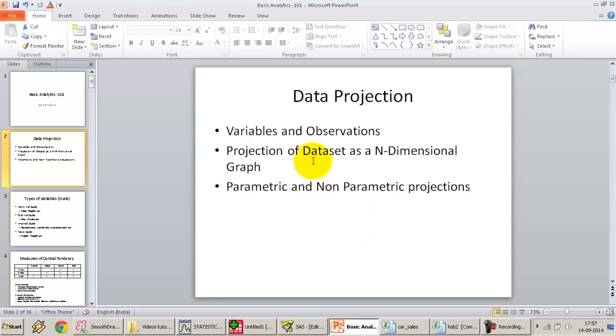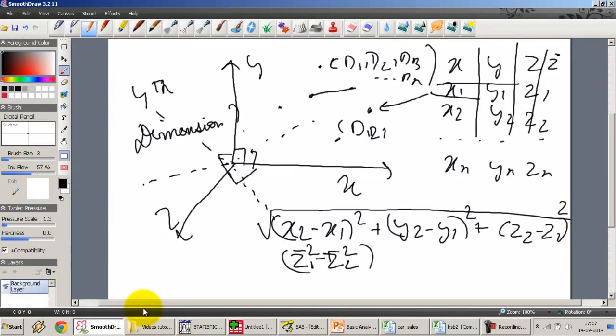So that talks about projection of a data set on an n-dimensional graph. And again, why do we project it on an n-dimensional graph? Because we want to apply some mathematical formula onto a data set. What best way to do it than to apply geometry on it? To apply geometry, I need to put it into space, and that's how it is, right?